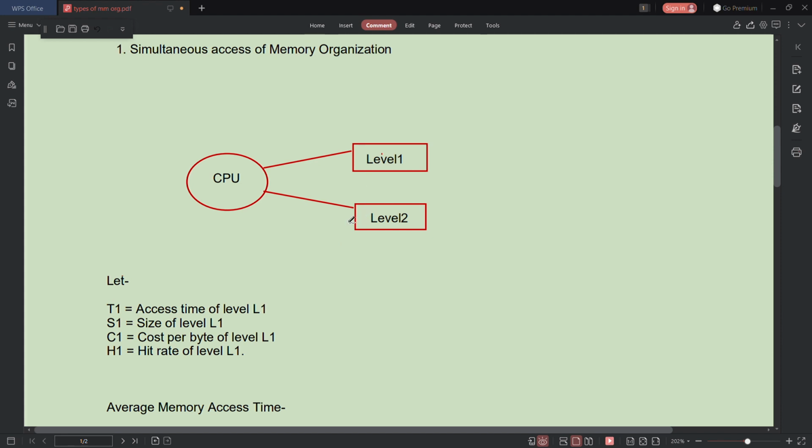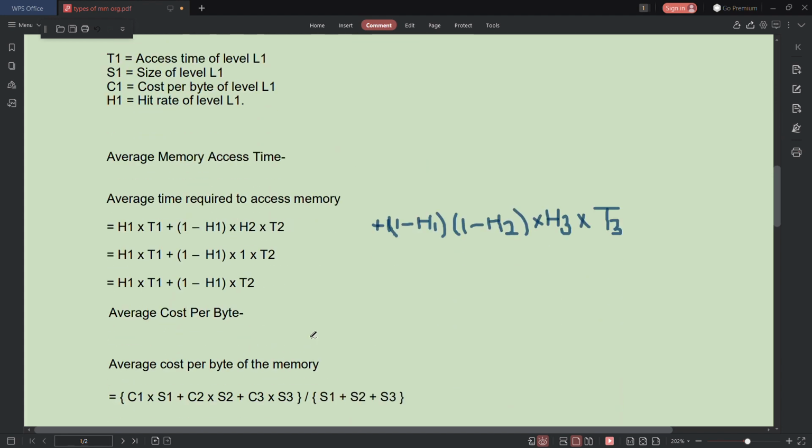the same time. Let's assume T1 is used for denoting access time of level 1, S1 is the size of level 1, C1 is the cost per byte of level 1, H1 is the hit rate of level 1. So average memory access time can be calculated using the formula H1 cross T1 plus 1 minus H1 cross H2 cross T2. Now the point here to be noted is the word CPU is searching for will definitely present in the last level of the memory.